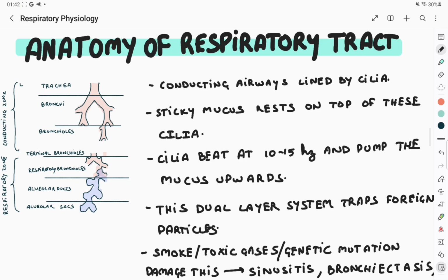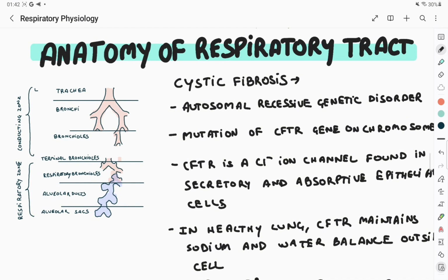When ciliated cells are damaged, such as by cigarette smoke, toxic gases, or genetic mutations, mucus transport stops, causing chronic sinusitis, lung infections, and bronchiectasis.